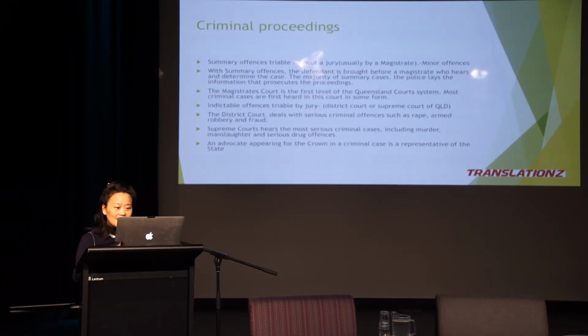In criminal cases, the one who is standing there talking, the prosecution, the Crown or DPP, is a representative of the state. They act on behalf of the state, Australia. So they're prosecuting criminal offences.